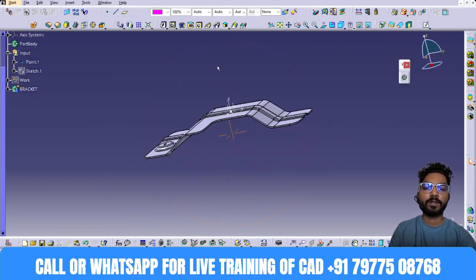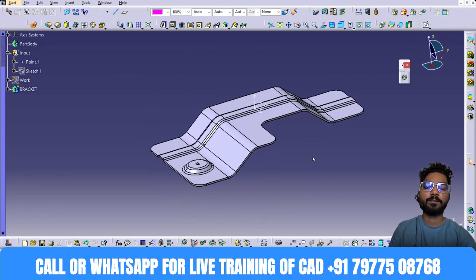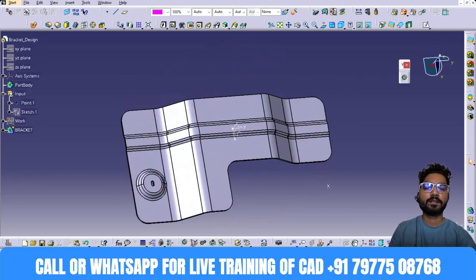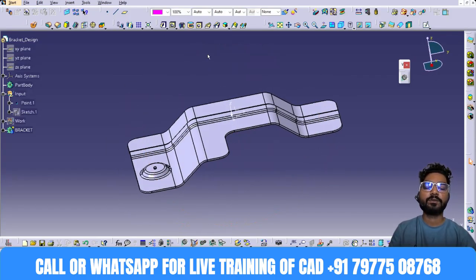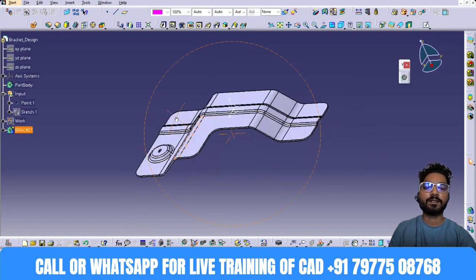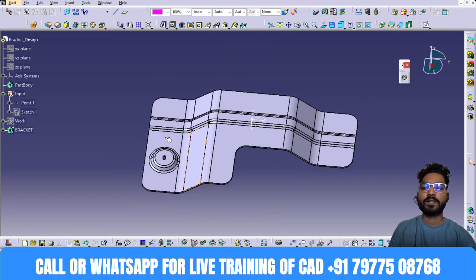So this what we built is a concept. Without using the sheet metal design, we used only the generative shape design surfacing commands. So using the surfacing commands also, from the concept, means from the basics, from scratch, you can build the concept. So basic commands you need to understand, and you can practice like this.